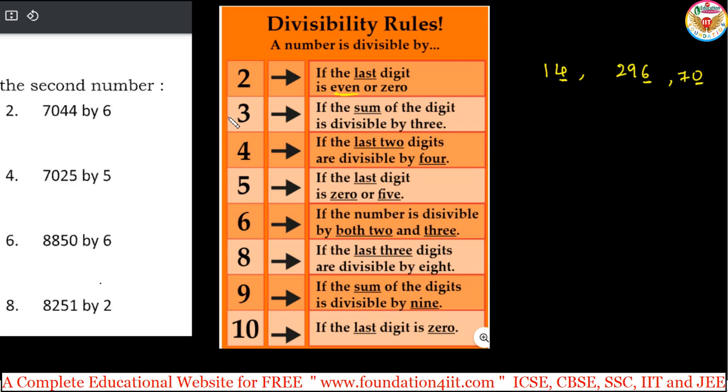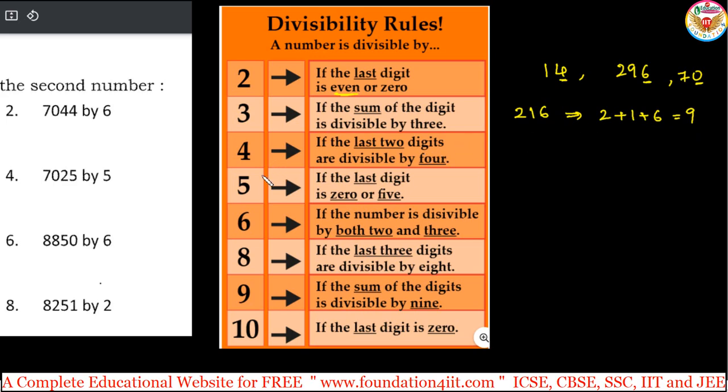Next, the rule for 3 is the sum of the digits. We need to add the digits. If it is 216, we add 2 plus 1 plus 6. 2 plus 1 is 3, 3 plus 6 is 9. So the sum of the digits should be divisible by 3. This 2 plus 1 plus 6 gives 9, right? 9 is divisible by 3. So 216 is also divisible by 3.